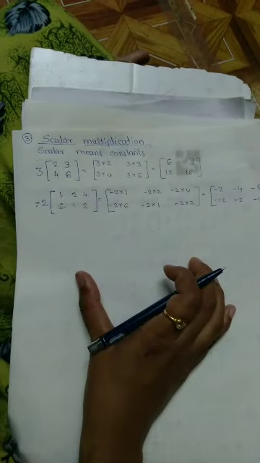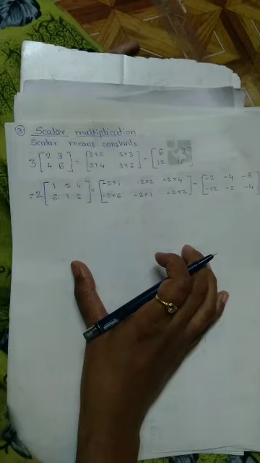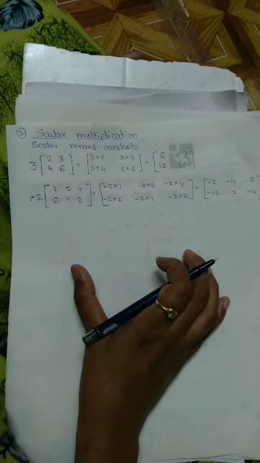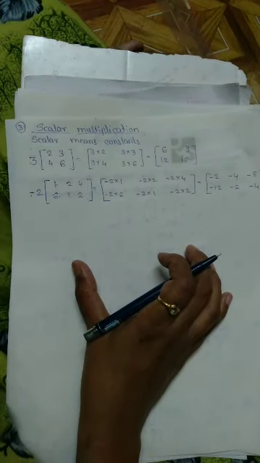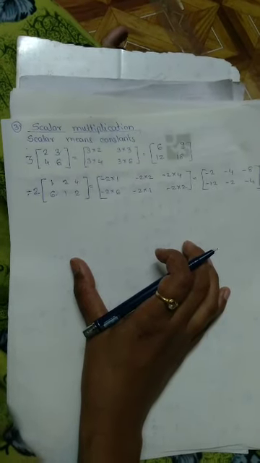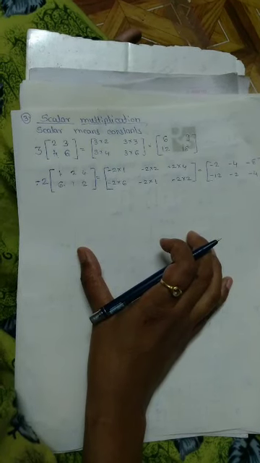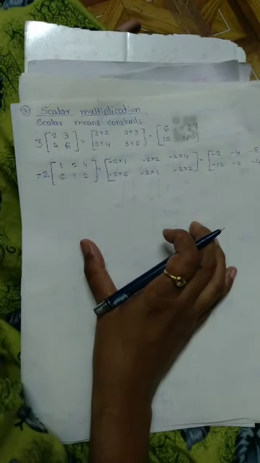So this is called scalar multiplication, and we have seen three properties. First we saw how to add two matrices, then we saw how to subtract two matrices, and the third one is how to multiply a matrix by a scalar.